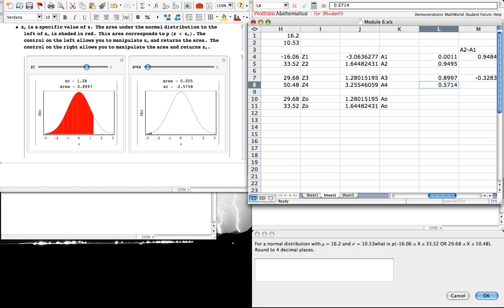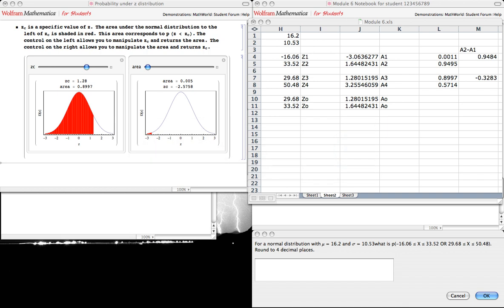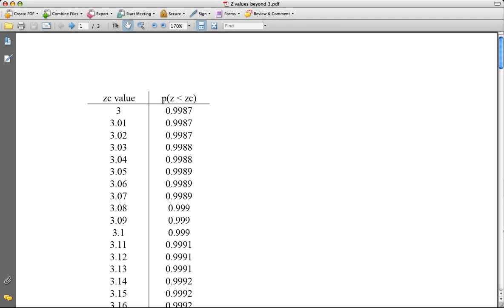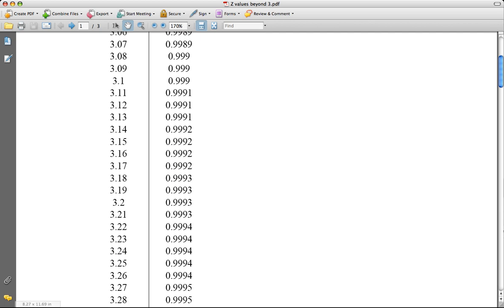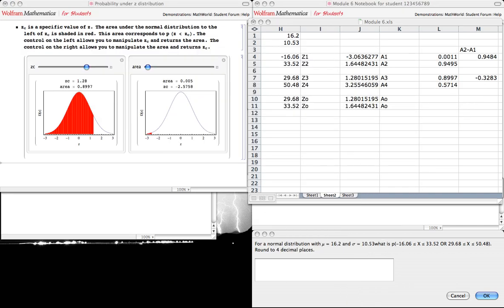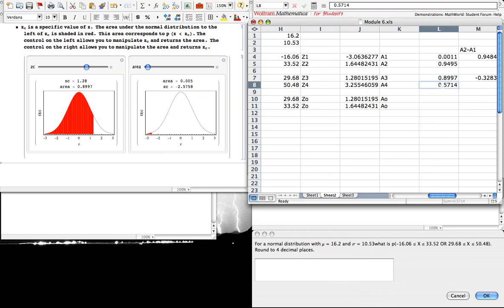And to find the area corresponding to 3.26, I go back to my supplementary table here, 3.26, it's 0.9994. Okay, so I can just find the corresponding values for the overlapping region as well.